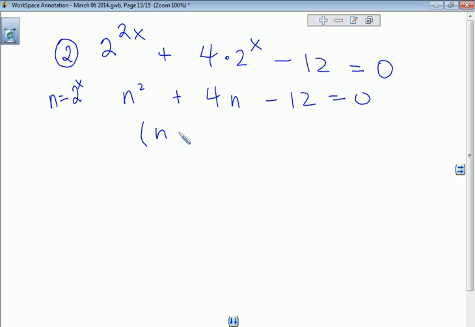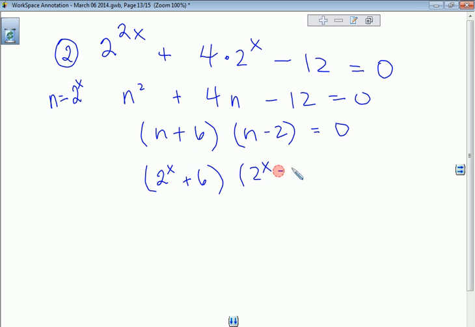So it factors to n plus 6 times n minus 2, and because I used n where I had a 2 to the x, now I can plug back in 2 to the x and solve these. Now if we look at this first factor, you may already see it. When we set it equal to 0, we ask, what power do I raise 2 to get a negative 6? Well, there's no way to raise a positive base to a power and get out a negative number. So for this part, there is no solution.